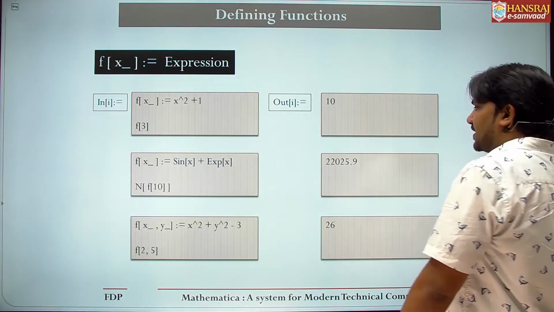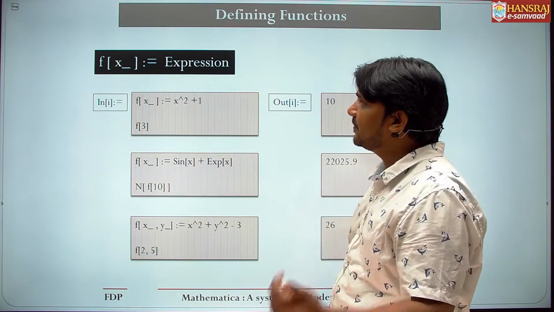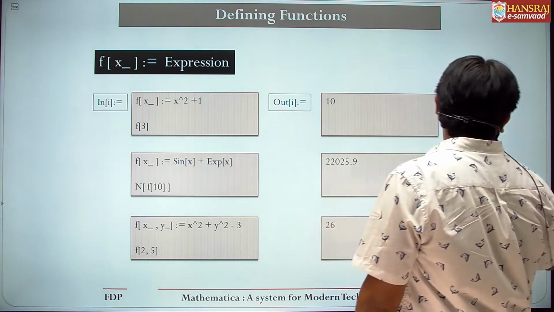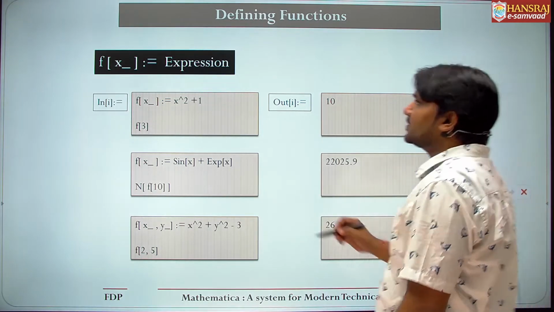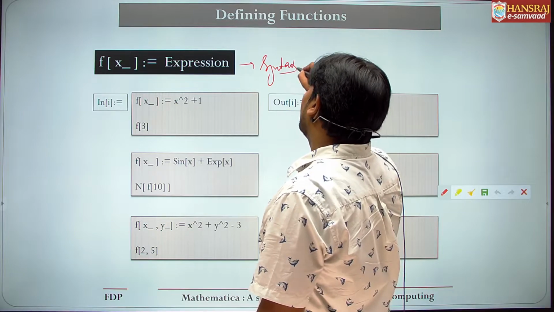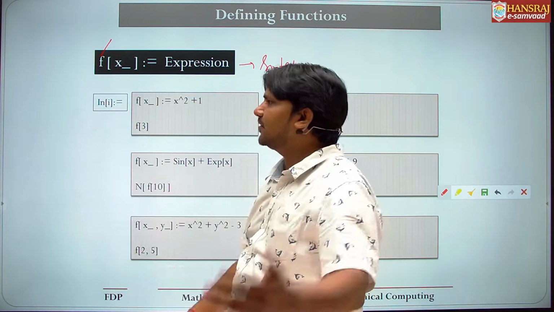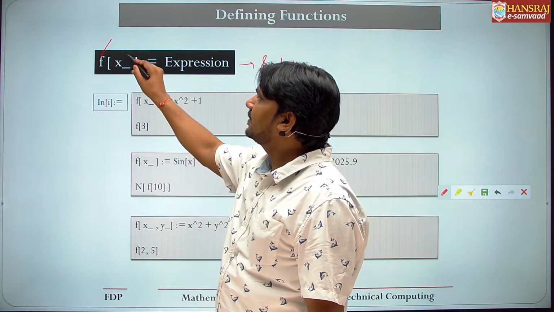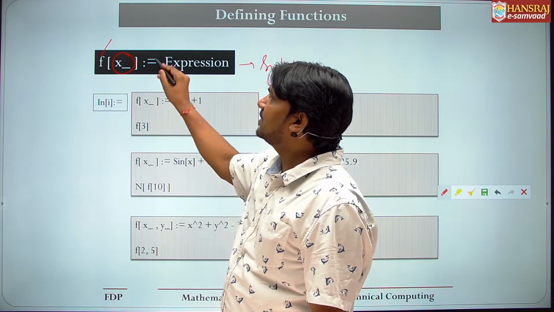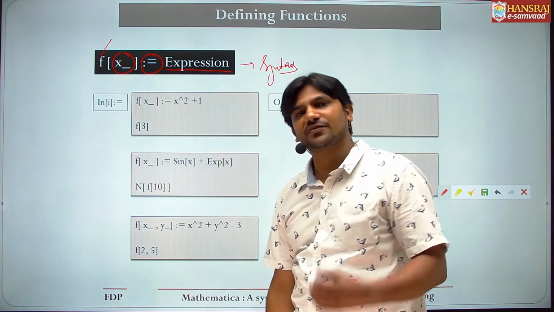So let us understand defining a function again, how you can define it, as we have discussed how you write the expression. That is basically the syntax. You will write the function name, any name depending on your choice, then square bracket, your variable with underscore, then the set delayed operator and your expression. That is how you define your function.